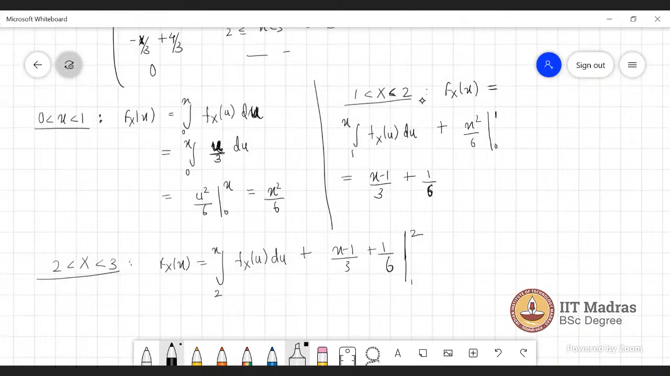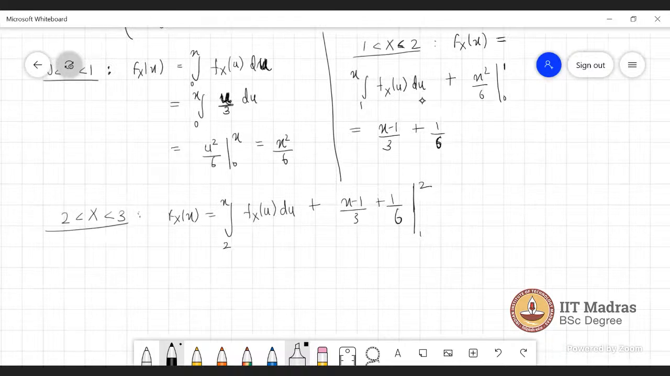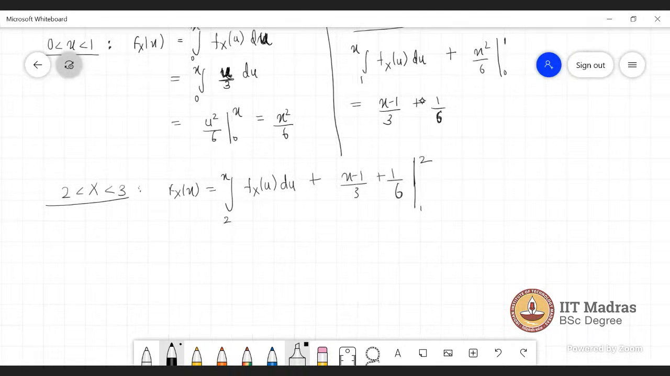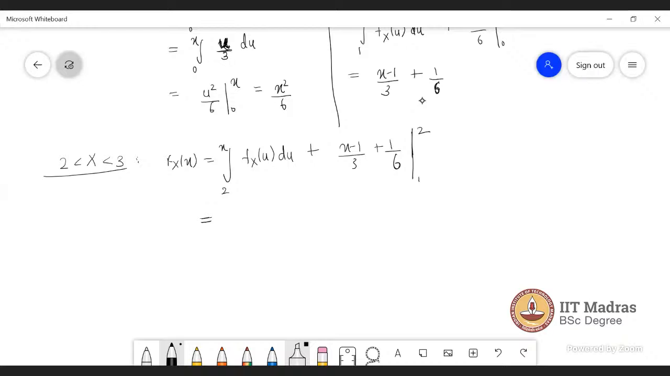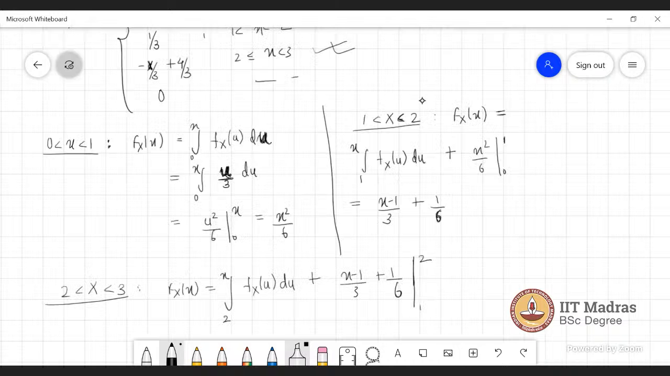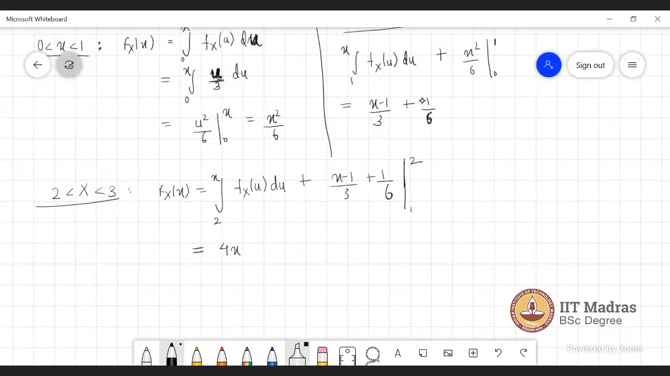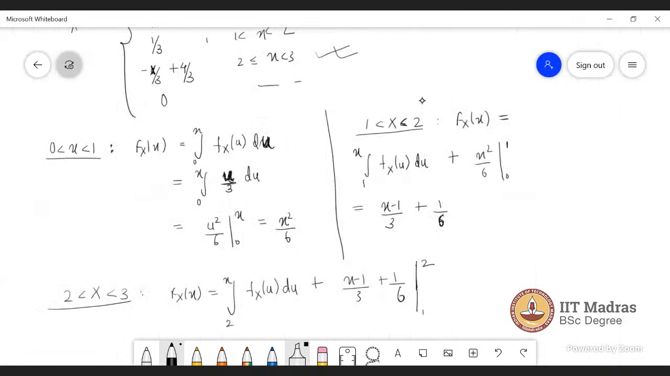Integrate from 1 to 2 only. So if you solve this, okay, not one, first solve this. So if you solve this, you will get 4x by 3 minus x square by 6.